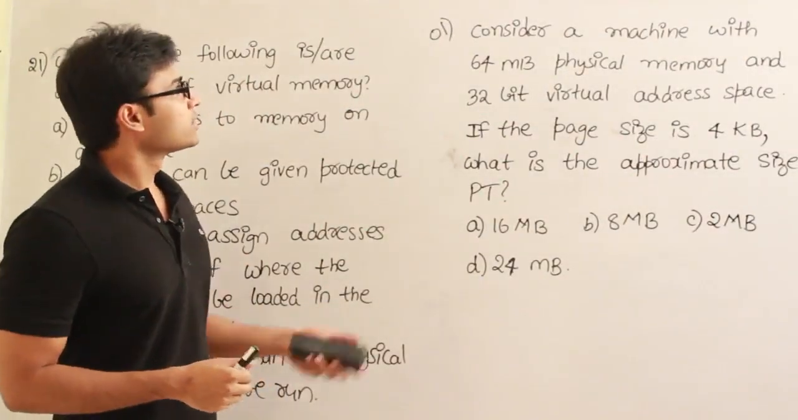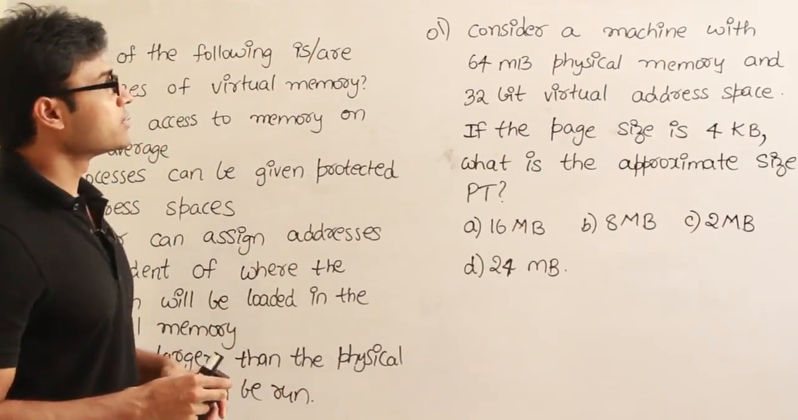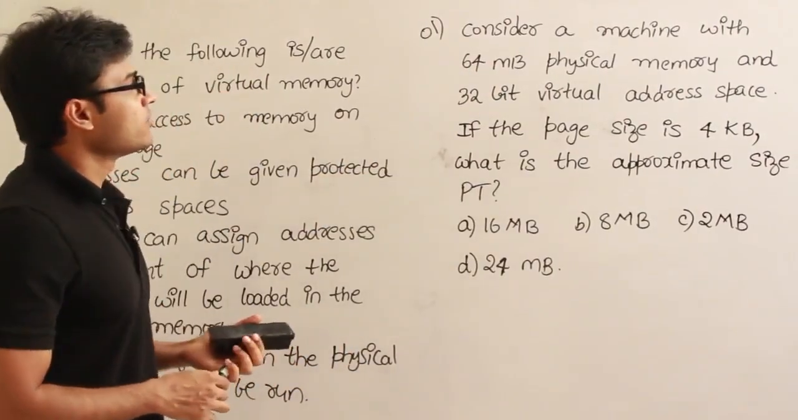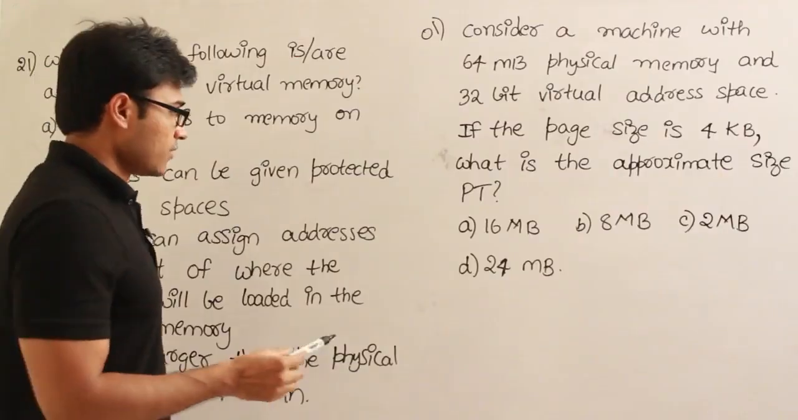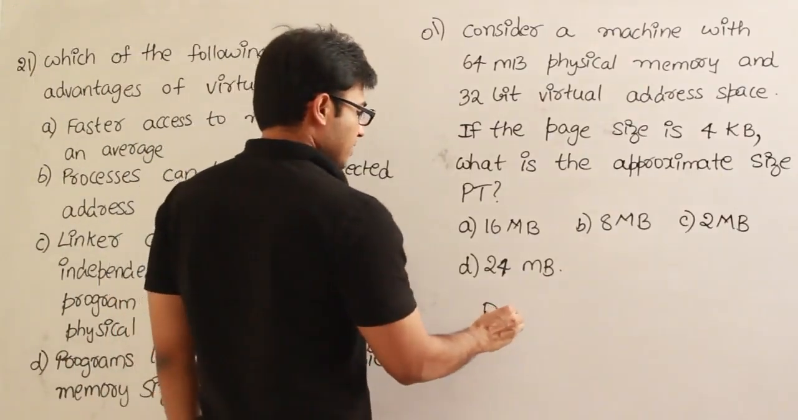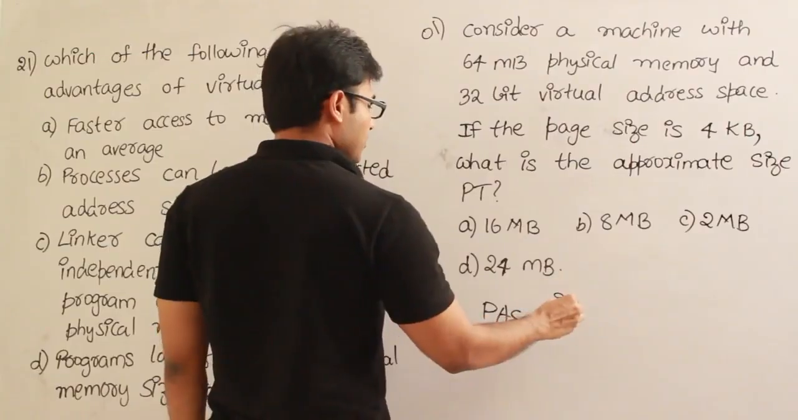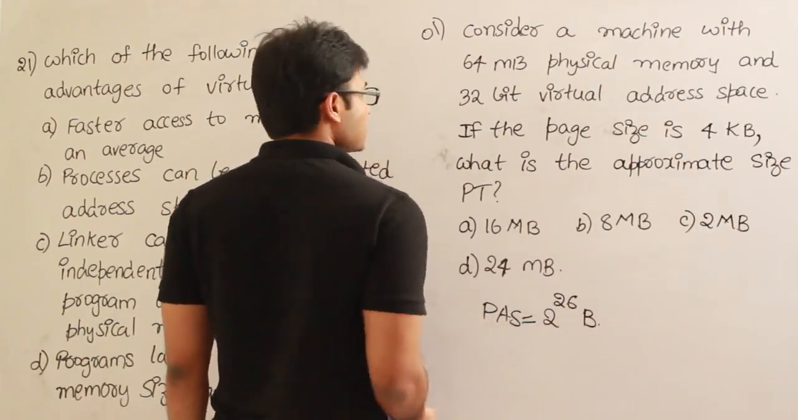Now this question is given in GATE 2001. It is about the paging concept, single level paging. They are saying that consider a machine with 64 MB physical memory, which means physical address space is 2 power 26 bytes, that is what they said.